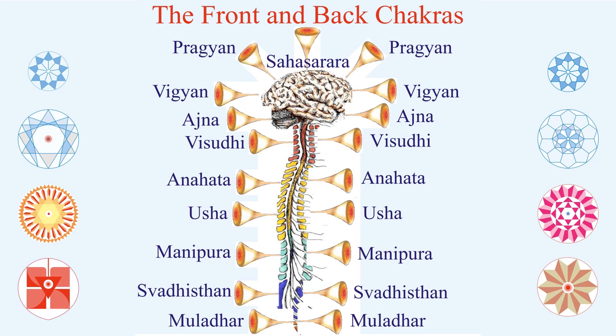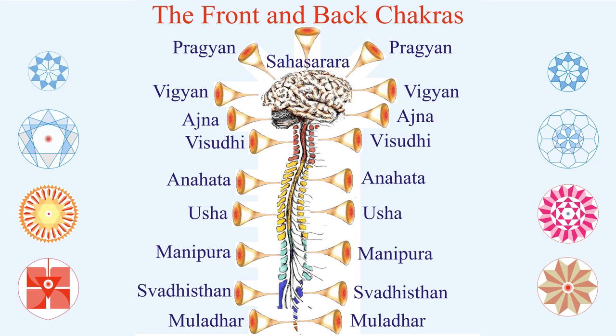In this particular picture, you can see very clearly, as in that same picture of the datura flower, the shape is the same, whirlpool going like that, and chakras have front as well as back chakras. Front chakras are in front of the body and back chakras in the back side of the body. As we know, there are 10 major chakras: Mooladhara, Swadhisthana, Nabhi and Manipura, Usha, Anhata, Vishuddhi, Agnya, Vigyan, Pragyan and Sahasrara.